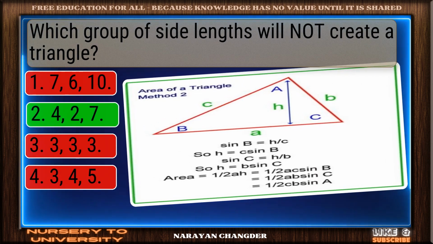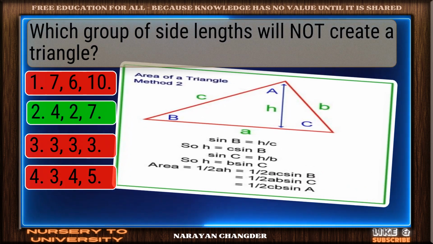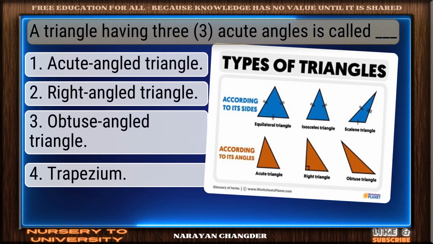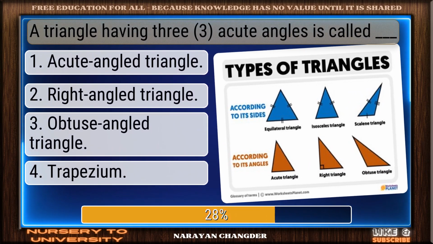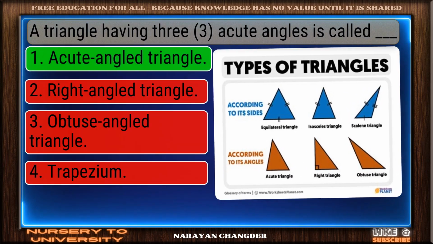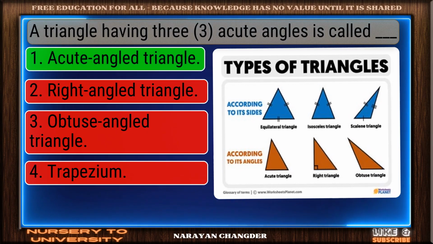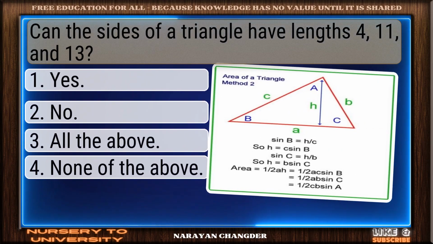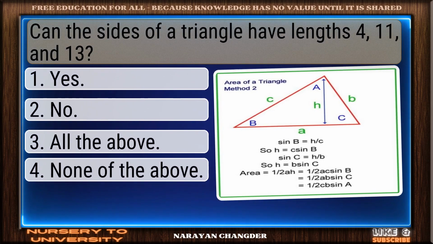Great thinking. 427 is the right choice. Question number 84. A triangle having three acute angles is called dash. Bravo! Acute angled triangle is the answer. Question number 85. Can the sides of a triangle have lengths 4, 11, and 13?